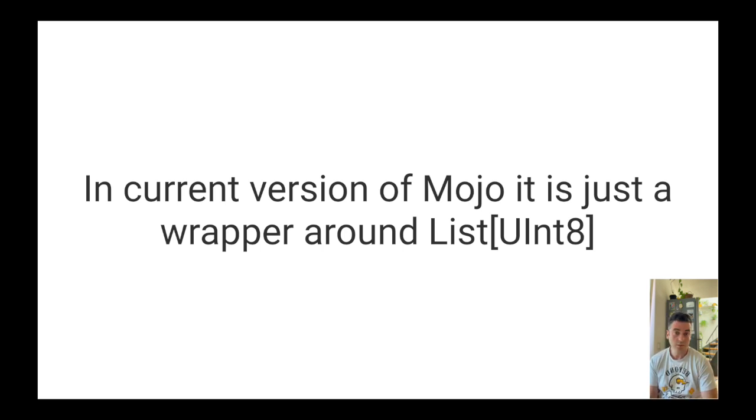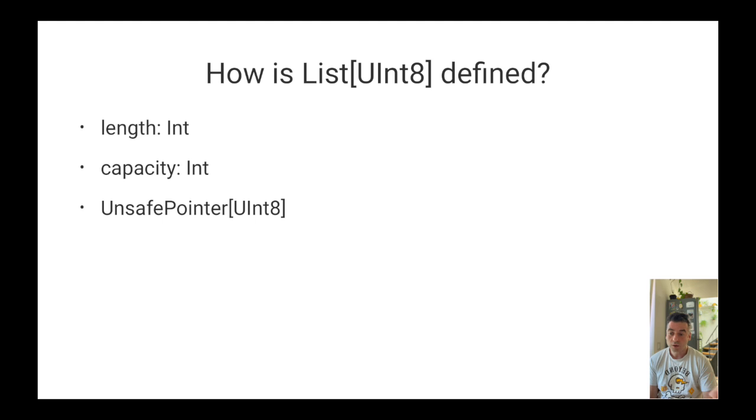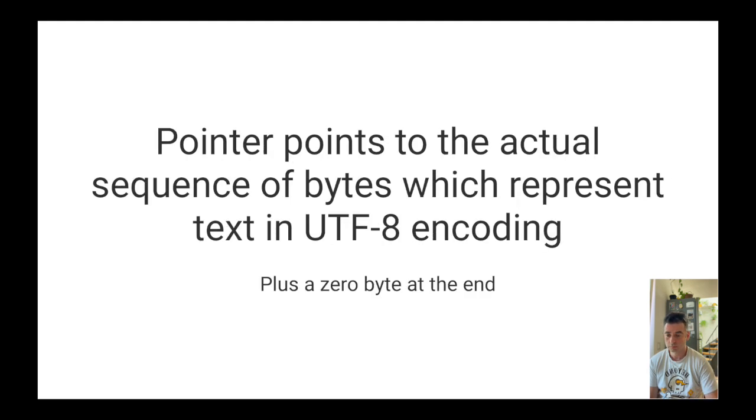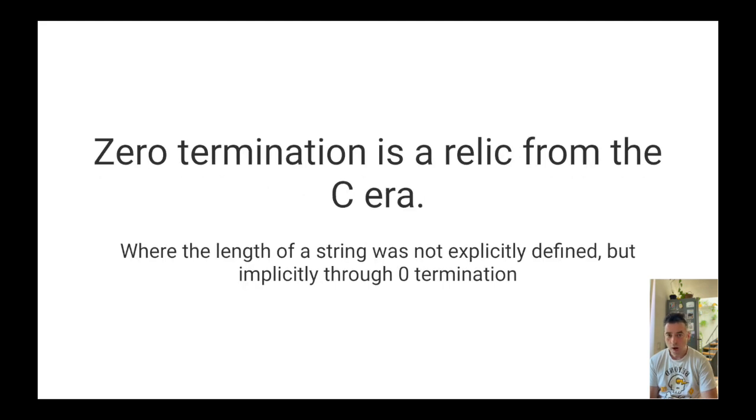So yeah, that makes sense in a way. How is the list of UInt8 defined? Well, it has three properties. It has a length, it has a capacity, and it has a pointer to the actual data, right? So this means that every string, even an empty one, has 24 bytes overhead. The pointer points to the actual sequence of bytes, which represents text in UTF-8 encoding, plus a 0 byte at the end. Why zero termination?